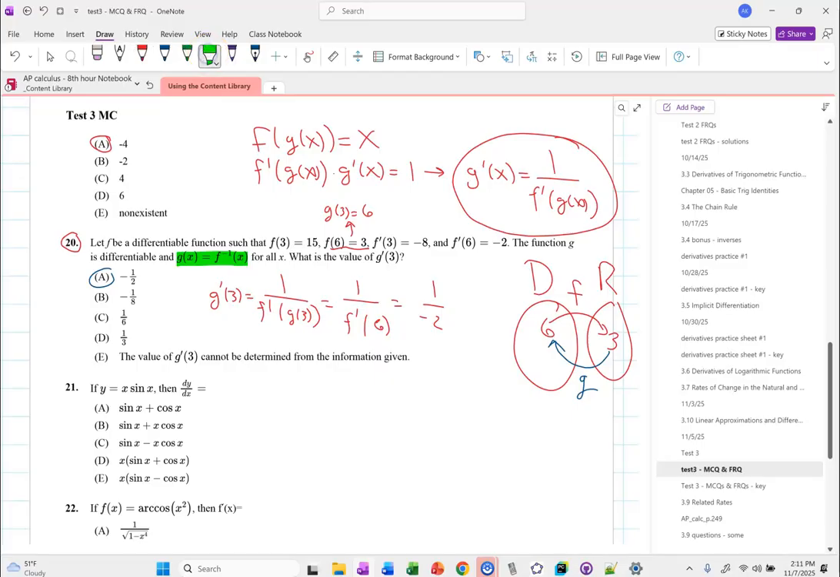This was the key to starting though, right? If you don't notice that the two things are inverses, which implies that you need that derivative relationship, it'll be slow going.